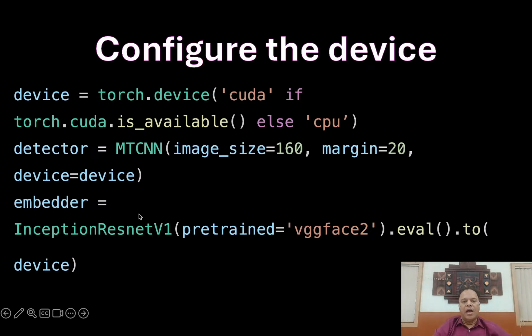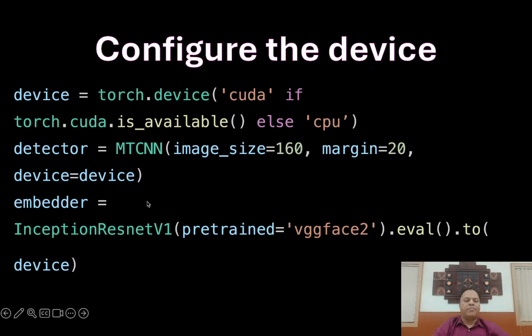Next, I have to create an object of MTCNN library or class, right? So it's very simple. I'm creating a variable called detector. That's the object, and I'm saying create an instance, create an object of MTCNN, and I'm passing some default values, which is image size will be 160 by 160 and margins of 20, and I'll be using GPU or I'll be using CPU, the device, what I just returned from here.